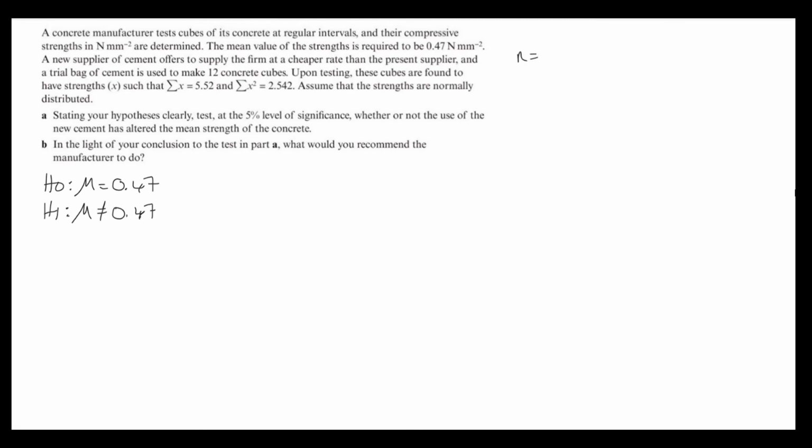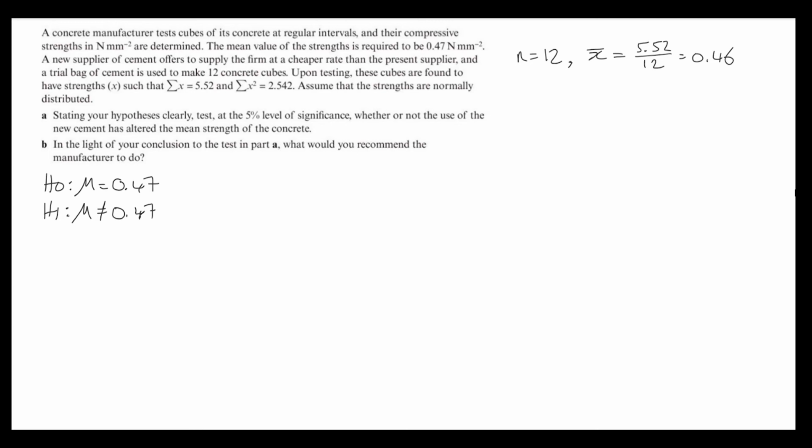Okay, let's just gather all of the variables, the statistics we might be using. So the sample size, n equals 12. We need to calculate x bar for ourselves. It's going to be the sum of x over n. So 5.52 divided by 12. That gives us 0.46.